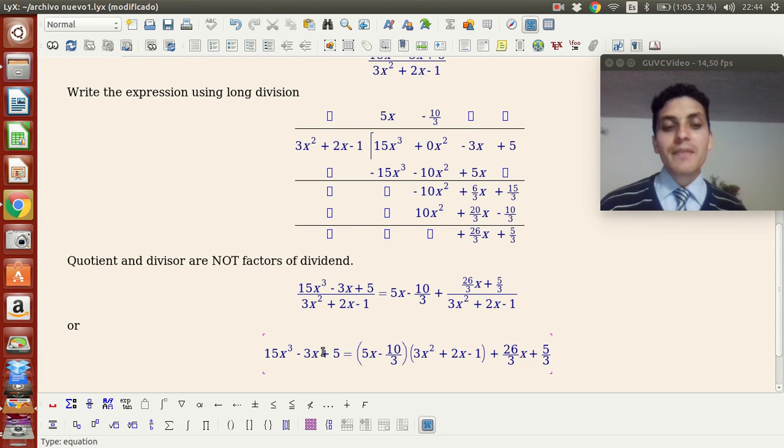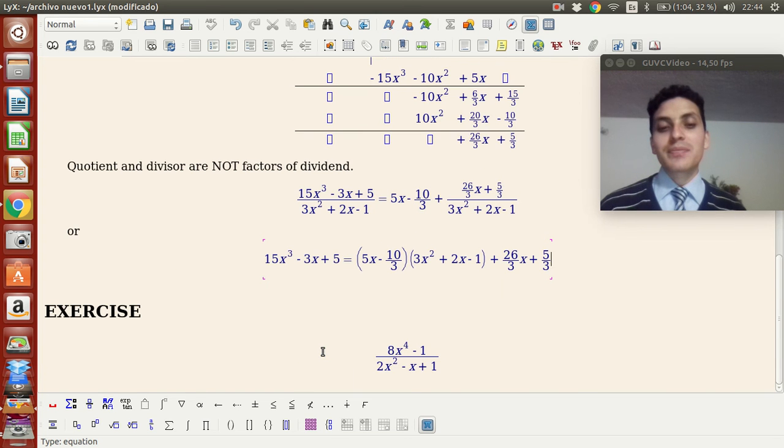And finally, for you, try to do an exercise. This is the best way to learn math, by doing exercises. So this is the exercise that I propose for you: 8x to the 4 power minus 1 divided by 2x squared minus x plus 1. Do it, enjoy it, try to apply the steps, show the steps, read again, check again this video, and send me comments to my channel about the answers. If you could do it, if you couldn't do it, if there is something that you need me to explain, I will explain it again.